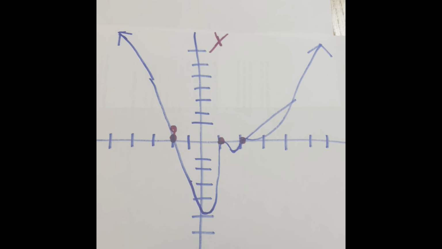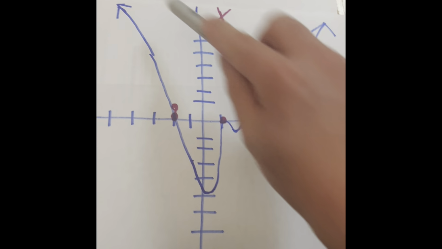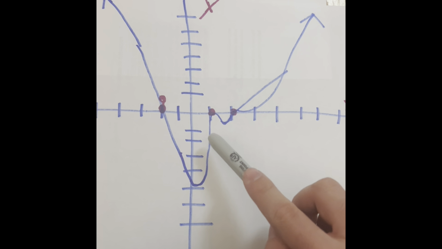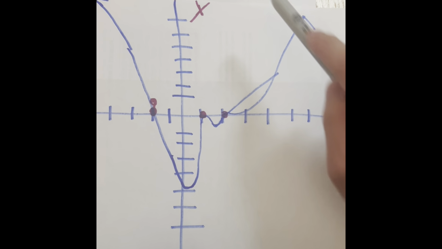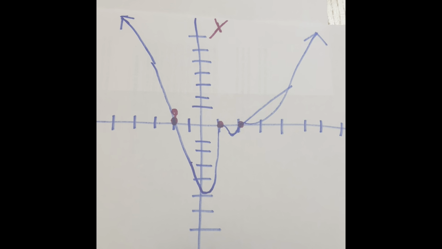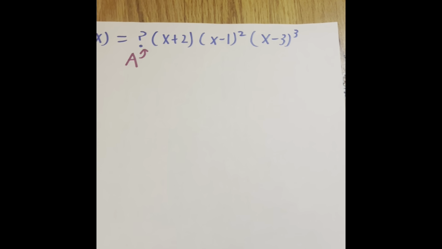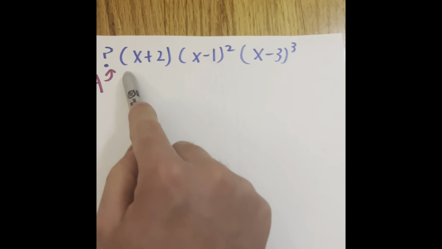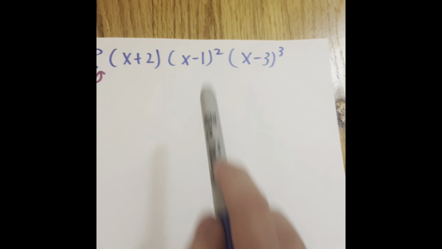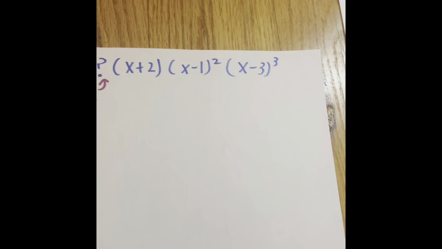how there are different points on the graph where they behave differently. This one strikes, this one bounces off, and that one pauses, then strikes upward. How does that work? Well, here's what happens. Notice how there are three things that are separated. There's an x plus 2, an x minus 1 squared, and an x minus 3 to the power of 3.